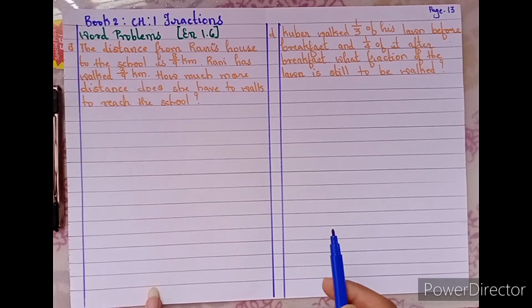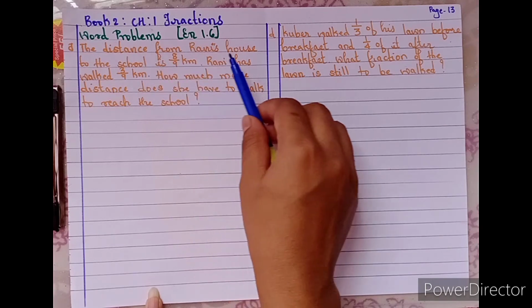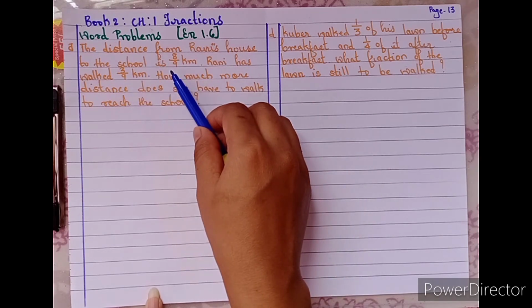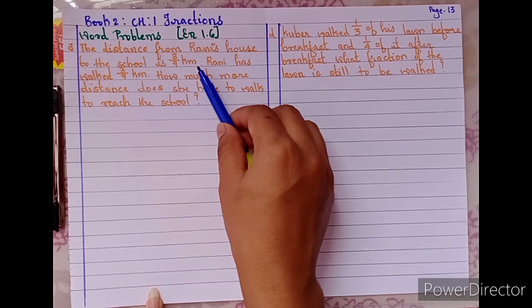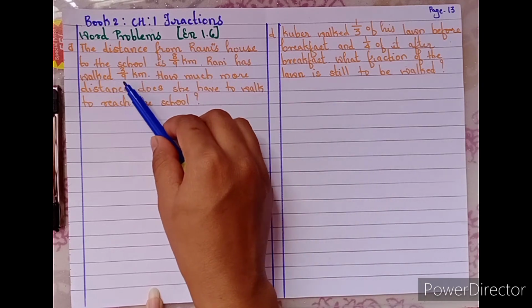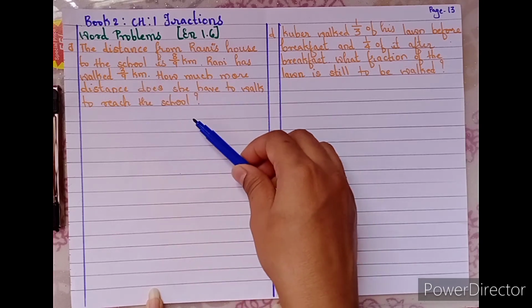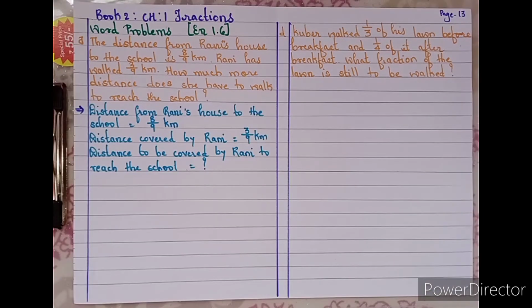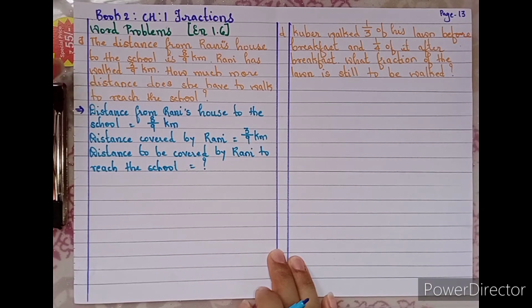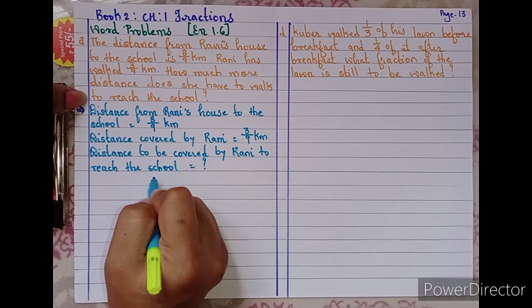So before solving, let's write the given things. What is given? The distance from Rani's house to the school equals 8 by 9 kilometer, and the distance walked by Rani equals 3 by 9 kilometer, and the distance to be covered by her equals question mark. So these are the statements. Now let's write the key. That is, the key is subtraction.